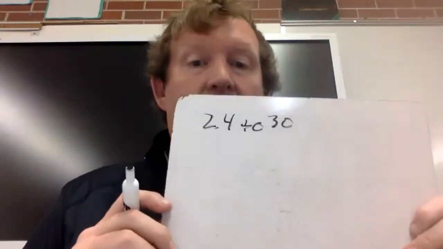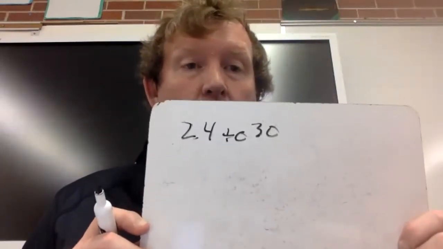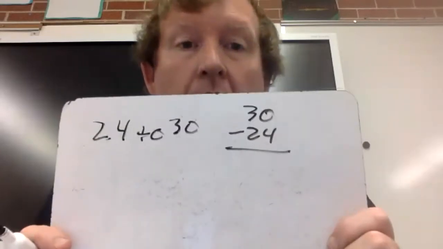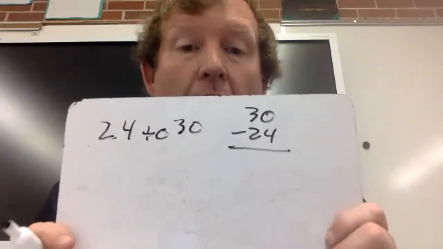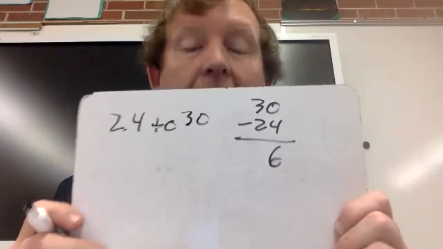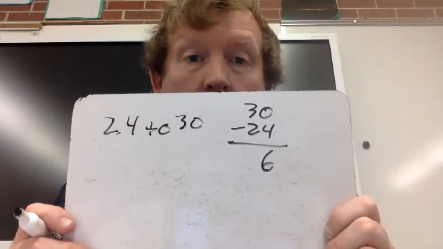So you take your two numbers, 24 to 30, and we subtract these two numbers. Whichever one is larger, you subtract the smaller one from it. So you take 30 minus 24. When I do that, I get 6. That becomes my amount of change.